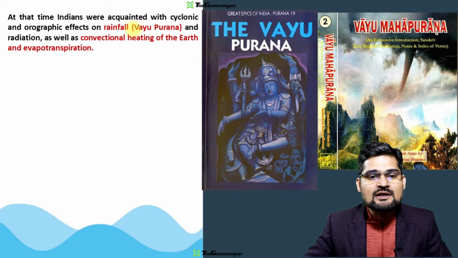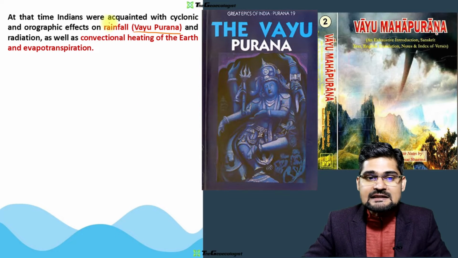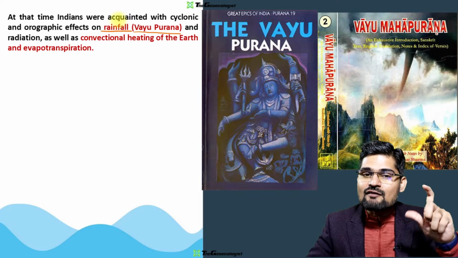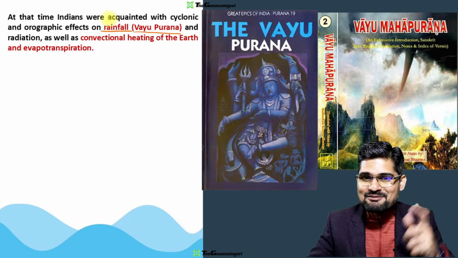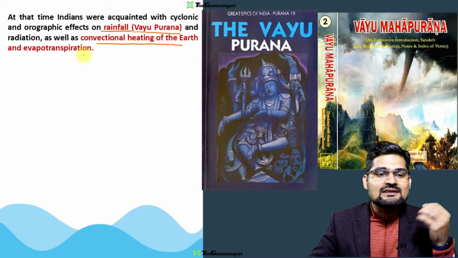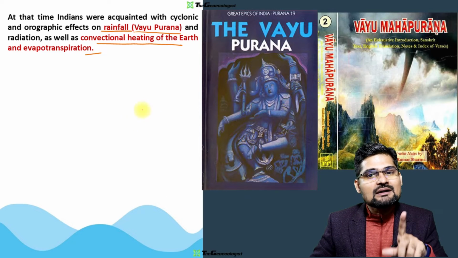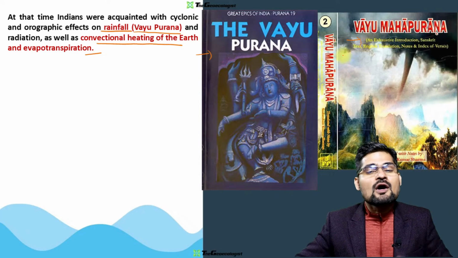If you look into the Vayu Purana, it talks in detail about rainfall, its idea of orographic rainfall that we talk about in climatology. Convectional heating of the earth and evapotranspiration, all these things are there in the Vayu Purana or Vayu Mahapurana.